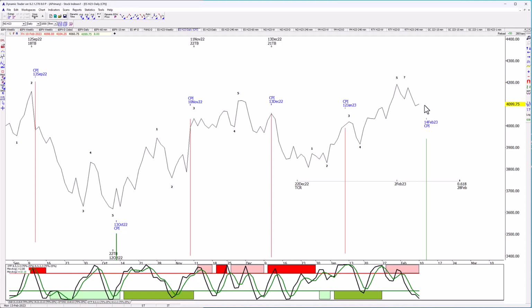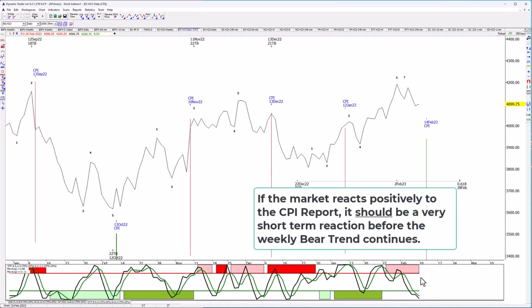So if by chance the ES is sideways to down into early next week when we have the CPI report, and if it appears that it's going to make a low and then continue to advance after the CPI report, I don't care what the numbers are, the upside should be very limited, probably just 2 or 3 or 4 days before the weekly trend continues to a new low.